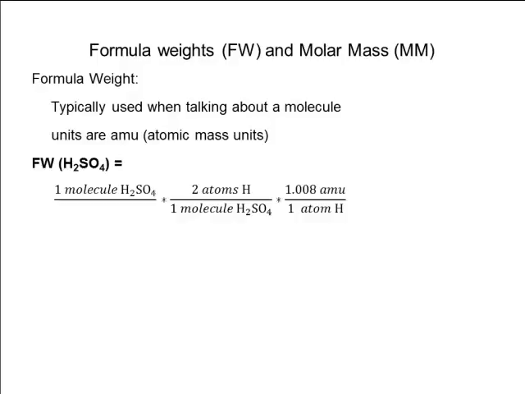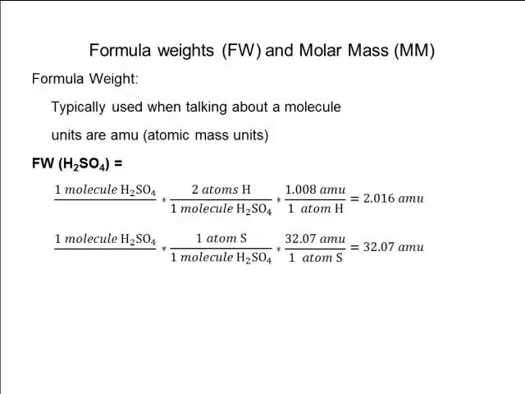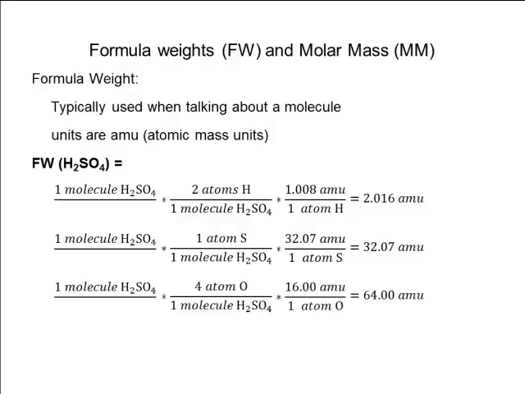1 atom of hydrogen would weigh 1.008 AMUs. Where do we get that number from? Well, that number is from the periodic table. That's the mass under the atomic symbol. Because we're talking about 1 atom of hydrogen, the units on it are AMUs. So we'd end up with 2.016 AMUs. We could do that for the sulfur and we'd end up with 32.07 AMUs. We could do that for the oxygen, and we'd end up with 64.00 AMUs.